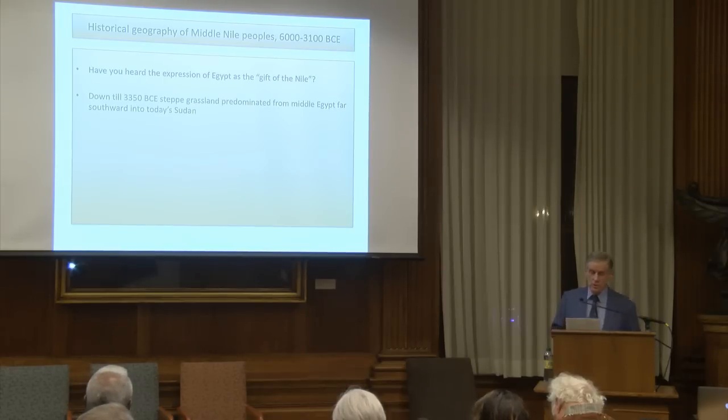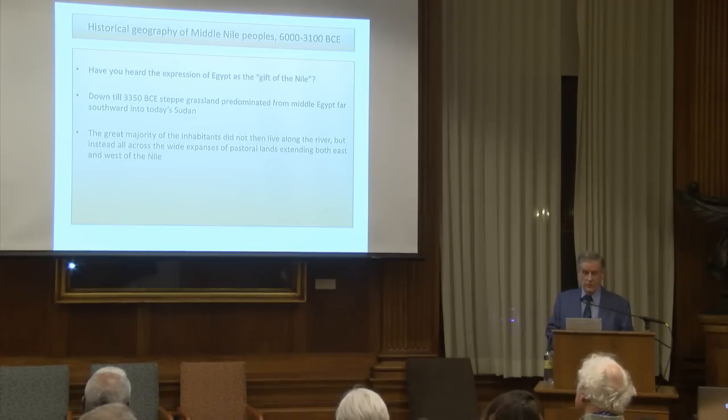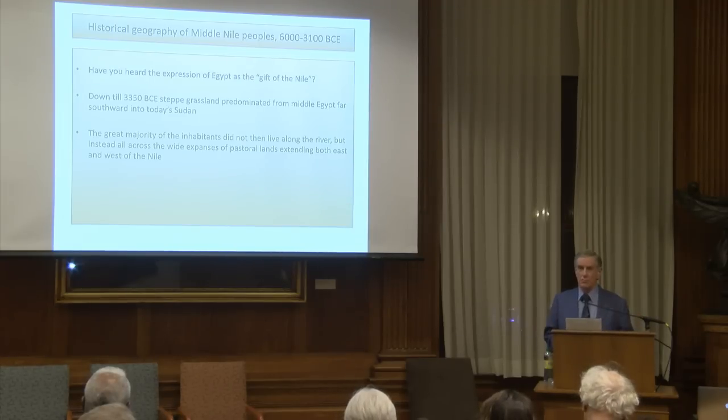But the great majority of the inhabitants of the Middle Nile culture area would not have lived along the river. They would have carried out their lives instead, and their pastoral economies, in the wide expanse of lands extending for some hundreds of kilometers, both sides, east and west of the river.